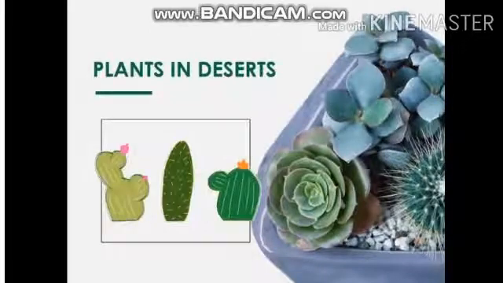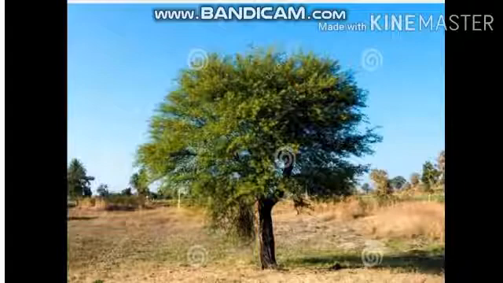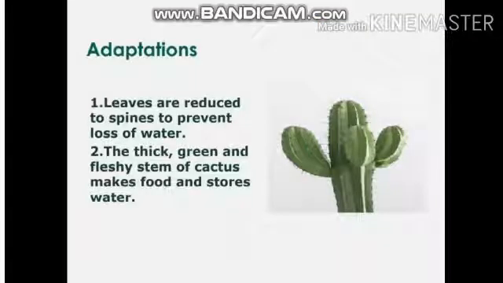Plants in deserts. In deserts, the weather is too hot and dry. So plants like cactus, date palm and babool are seen often in deserts. What are the adaptive features? As we know, the leaves are reduced to spines so that they should not lose water. The thick green and fleshy stem of cactus does the photosynthesis and prepares food and stores water because there is scarcity of water in deserts.